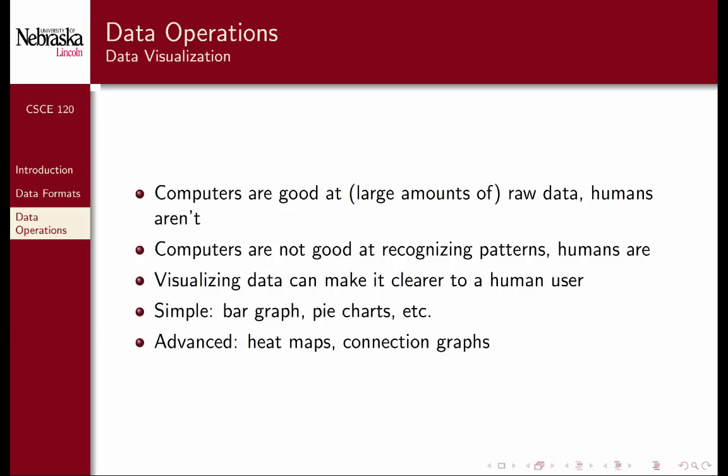Another way that you can work with data is to do data visualization. Computers are very good at processing large amounts of raw data, but humans aren't. Conversely, computers are not really good at recognizing patterns, but humans are. By visualizing data, we can make it clearer to a human user that can immediately spot various patterns. This could be as simple as a bar graph or a pie chart, or more advanced techniques like designing a heat map or connection graphs.